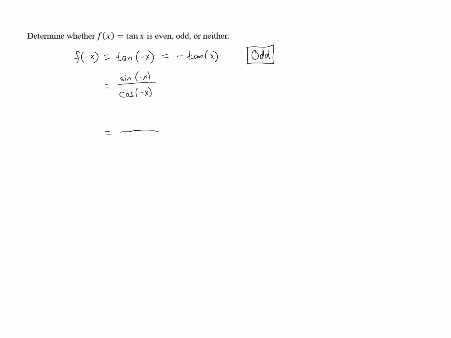Sine is an odd function, so sine of negative x is negative sine of x. Cosine is even, so cosine of negative x is just cosine of x. And pulling the negative out front, sine of x over cosine of x is tangent of x. And so again, f of negative x is equal to negative f of x. So that's another way that we can conclude that it is an odd function.